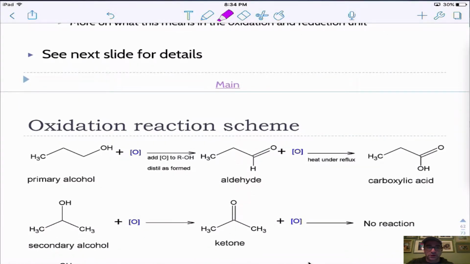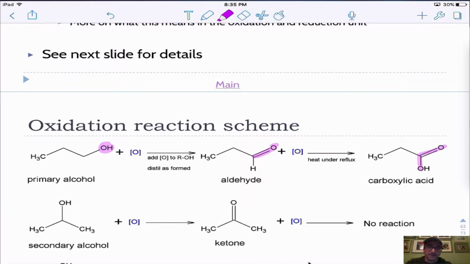This is showing you a primary alcohol on the left here. This primary alcohol has the OH attached at the end of the carbon chain. If I oxidize this, if I add that dichromate reagent to it, the alcohol will lose a hydrogen and a double bond will be formed, and you will oxidize the alcohol to an aldehyde.